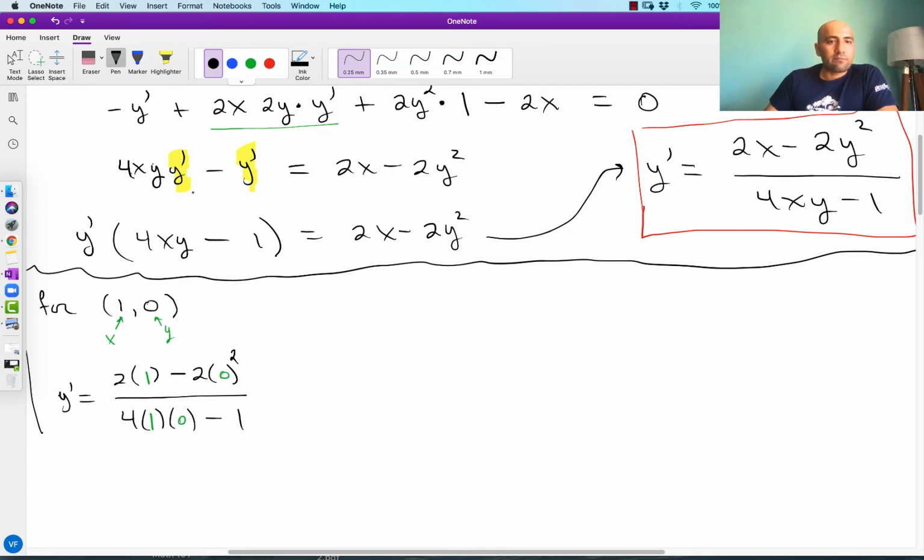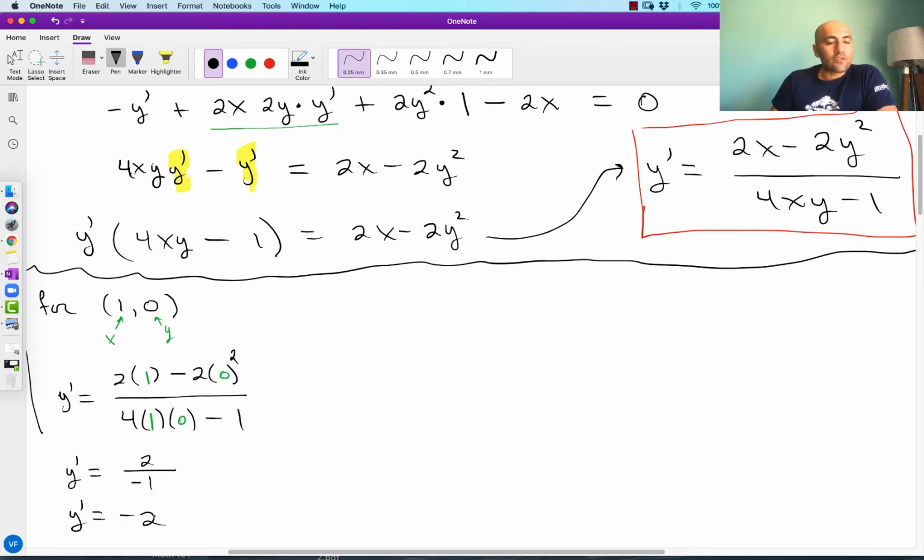Okay, so we just have to simplify this a little bit. We get y prime equals, this is going to be 2 minus 0, so that's going to be 2 in the numerator, divided by, this is going to be 0. 0 times anything is 0. 0 minus 1 is negative 1. So y prime equals negative 2.